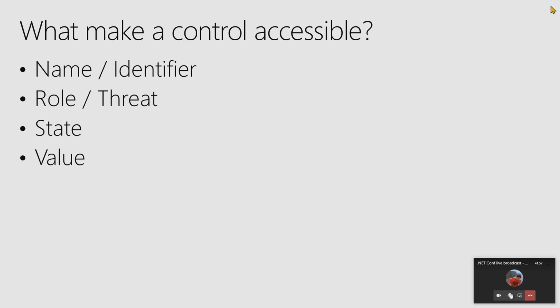The third piece of information is the state. Is this control enabled? Is this control disabled? Is this control checked, unchecked? Is the app in a waiting state? So I need to know the state of that control. And last but not least, the value. What is the text introduced into the text field? What is the value of a spinner? What is the value of a slider? I need to know the value that I am inputting, so I make sure I am doing the right thing on that control.